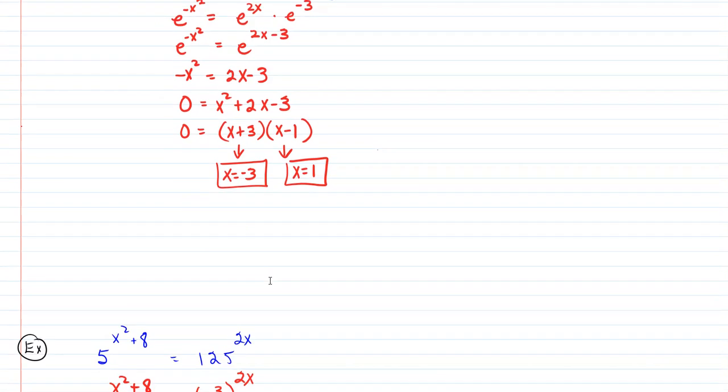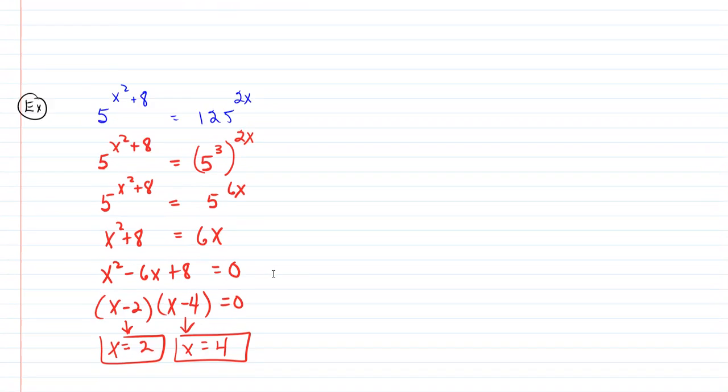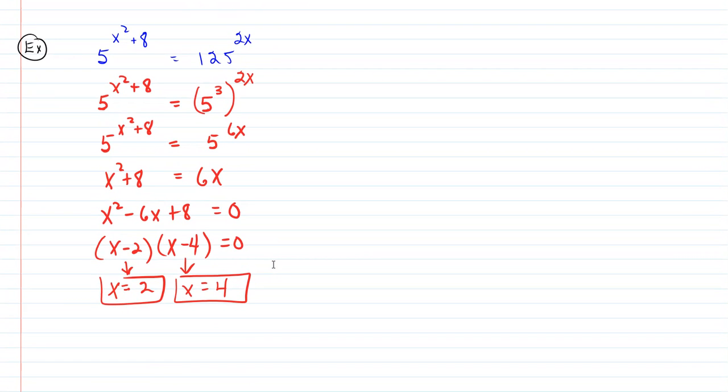Okay. All right, how about this is another one where we look at the 125 and we say we could write that as 5 to the 3rd power. And then we say if it's power to power, we're going to multiply. So that becomes 5 to the 6x. We can get rid of the bases. So I have x squared plus 8 equals 6x. Quadratic, factor, and you get your solutions.